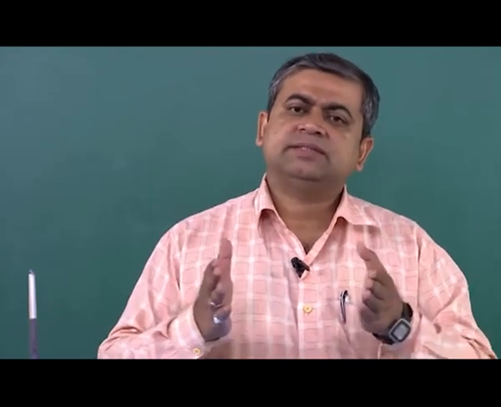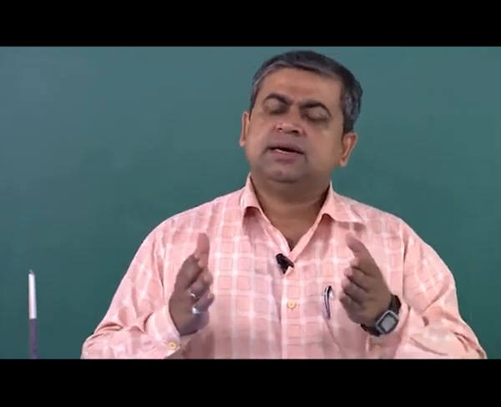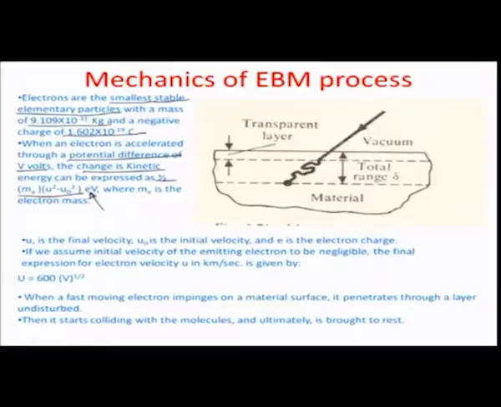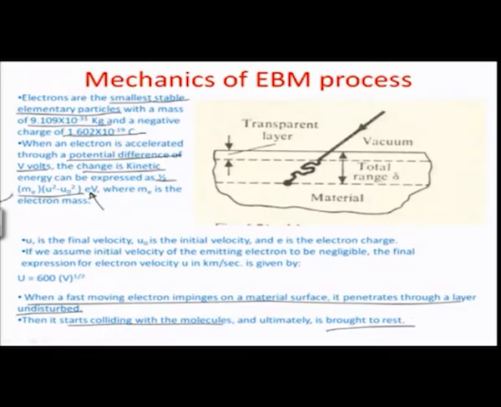The layer is not able to get excited, the vibrations are not able to really get started the moment the electron passes through them. So, therefore, when a fast moving electron impinges on a material, it penetrates through a layer undisturbed before it starts colliding with the molecules, ultimately being brought to rest. So, what you are essentially doing is that this half mv square energy is being transferred onto wherever the electron is finally hitting and coming to rest.